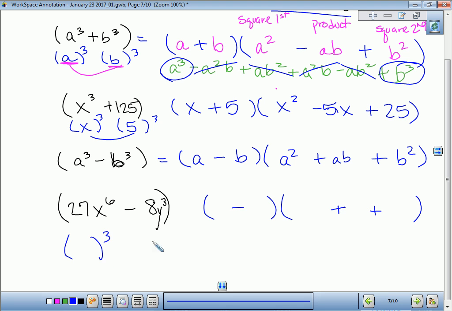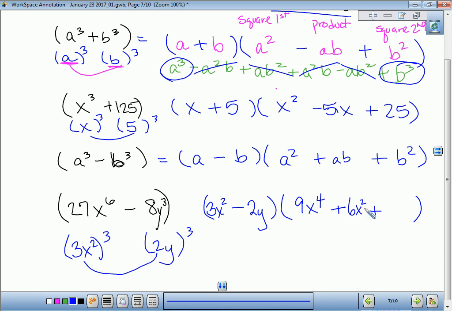All right, so this is a little trickier to figure out, are they perfect cubes? Good. And it's going to be 3x to what power? Squared. Very good. And 2y. So here we put 3x squared. Here we put 2y. And then square the first, so we got to square this whole thing. So when you square the 3, it'll be 9, you get 9x to the 4th. And then the product of these two is going to be 6x squared y. And then we square the last one, 4y squared.